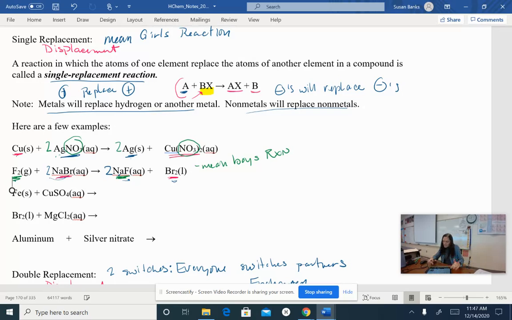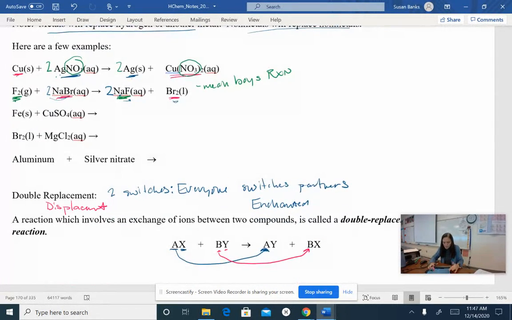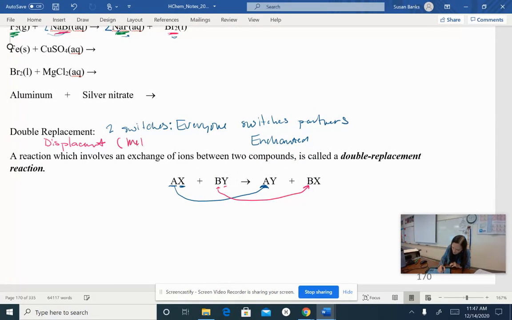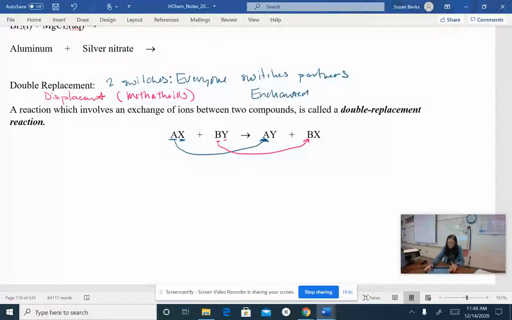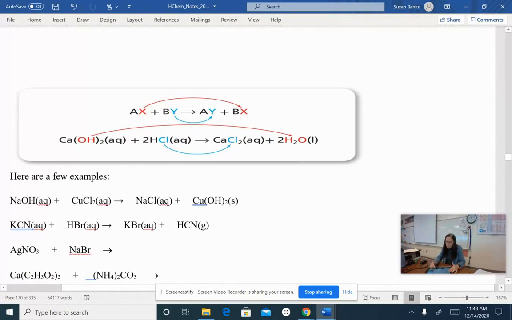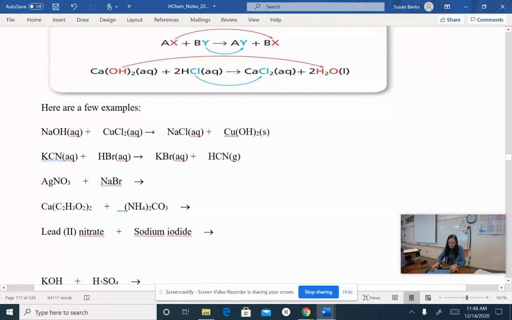So if you read it in a different chemistry book, sometimes they're going to call it single displacement or double displacement. Old chemistry textbooks called this metathesis. Okay, not many chemistry textbooks call it metathesis anymore, but old chemistry textbooks do. Okay, so here's another way of looking at it. Everyone switches partners. So let's do a few examples.